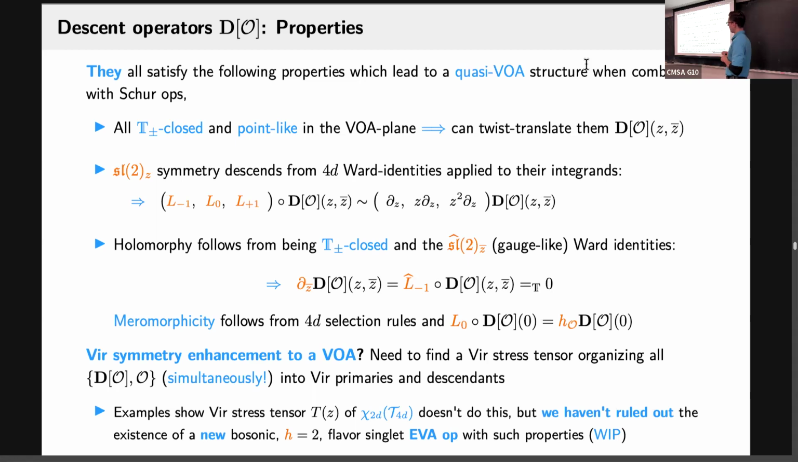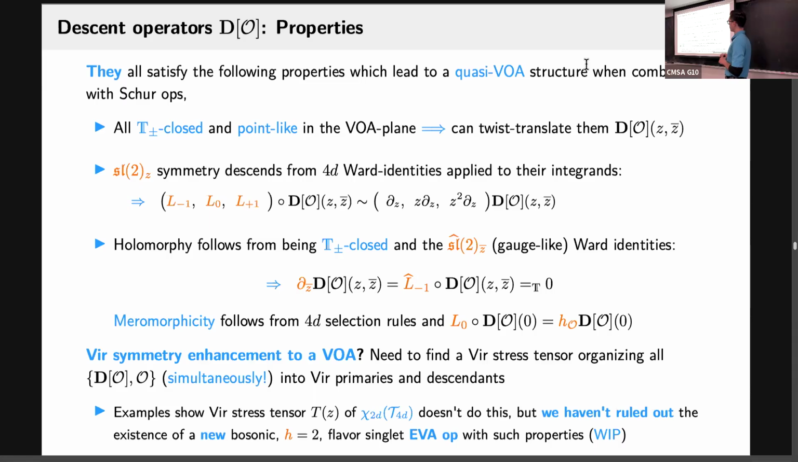And so basically by acting with the generators of the SL2Z on a descent operator, you move them inside their integrands. And because I'm just integrating a local operator, they act on that local operator, and I can use the 4D Ward identities to get this right-hand side. So then holomorphy follows, which by holomorphy, I just mean Z-bar independence, follows just from the fact that each of these descent operators are T plus-minus closed, and they obey these SO2Z-bar gauge-like Ward identities, which I claimed that the Schur operators satisfy.